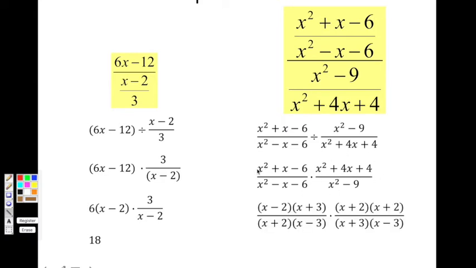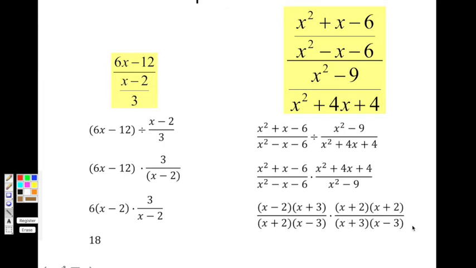Now I can factor. So x squared plus x minus 6 factors into x minus 2 and x plus 3. And x squared minus x minus 6 changes to x plus 2 and x minus 2. X squared plus 4x plus 4 factors into x plus 2 and x plus 2. And x squared minus 9 factors into x plus 3 and x minus 3.